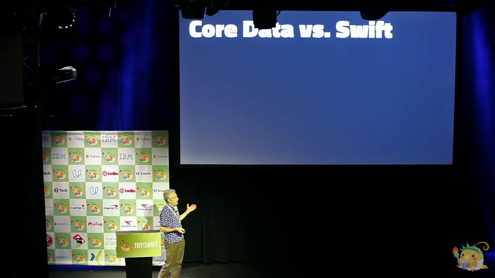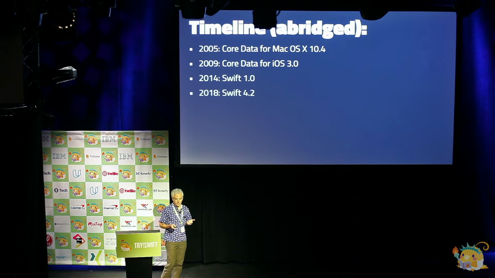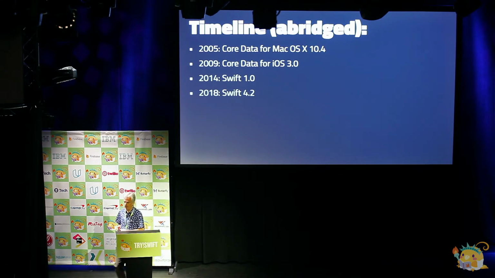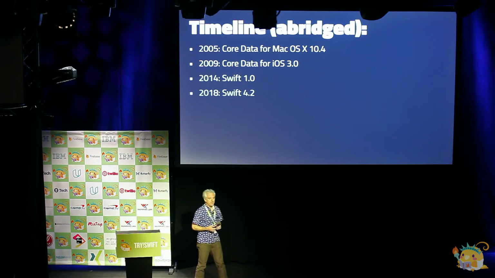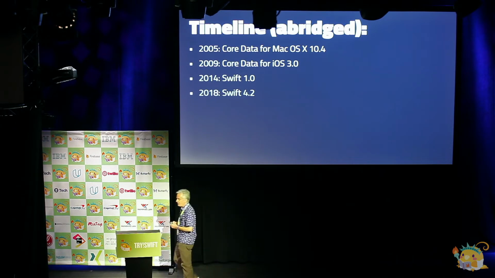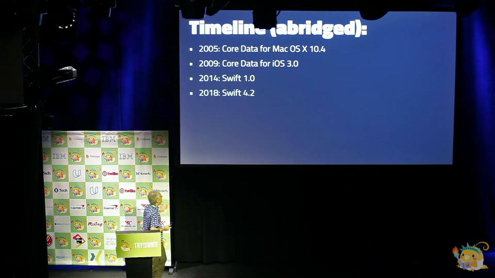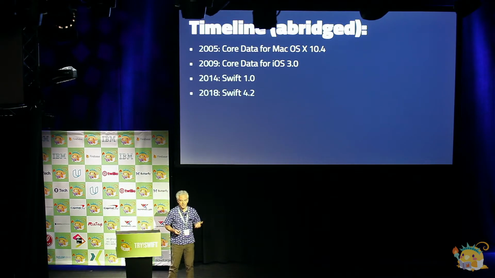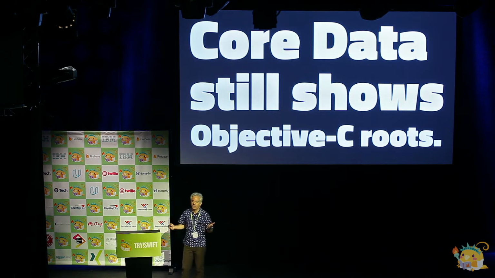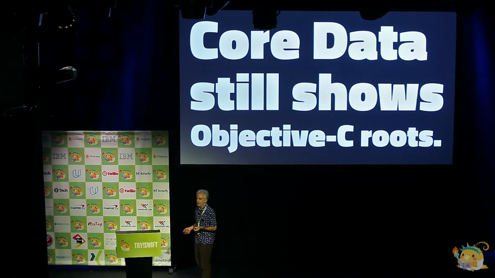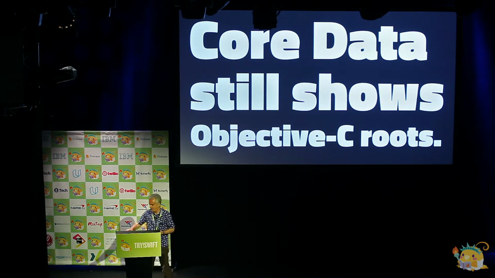But first, a little bit of history on this. I have an abbreviated timeline here. Core Data first came out in 2005. In 2009, it came to iOS. It wasn't in the initial SDK. And then a few years later on, Swift shipped. And Swift has been updated since then. The reason I'm showing you this timeline is because in its heart, Core Data still thinks you're using Objective-C with it. It really believes that. And this is going to show up, and that's why there's this conflict when you're trying to use it in Swift.